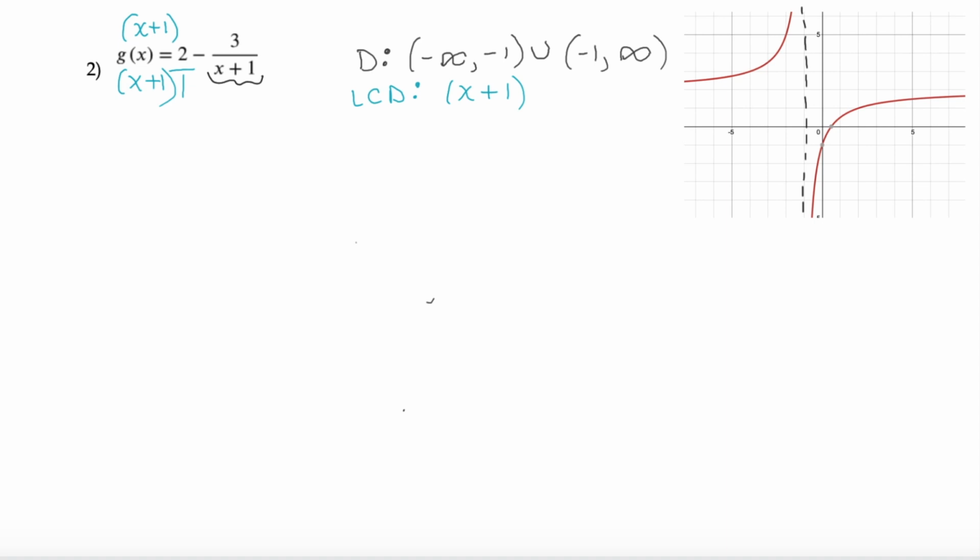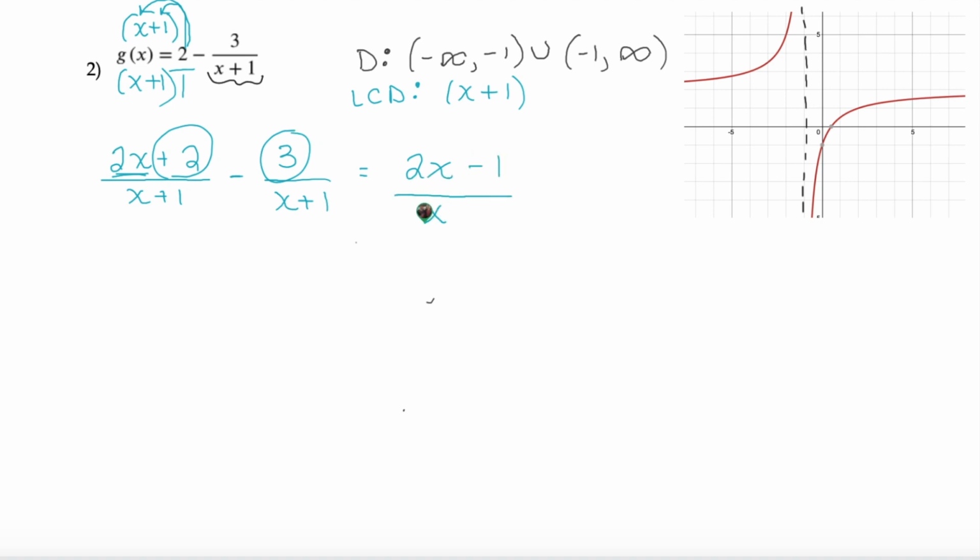I can distribute my 2 here. So I have 2x plus 2 over x plus 1 minus 3 over x plus 1. Well, now that we have a common denominator, we can continue simplifying. I have 2x minus 0x, so I'll still have 2x. And then I'll have 2 minus 3, and 2 minus 3 is -1, all over x plus 1. So I've found the domain first and then we simplified.